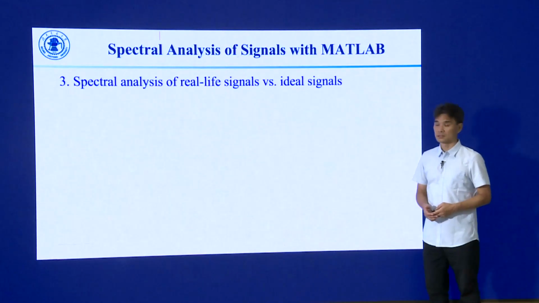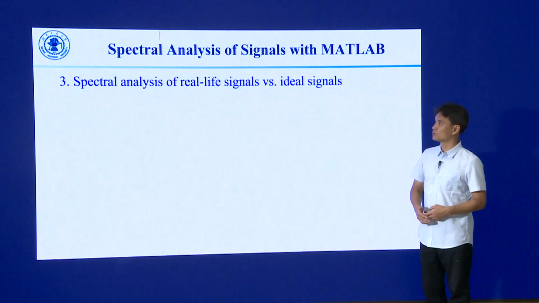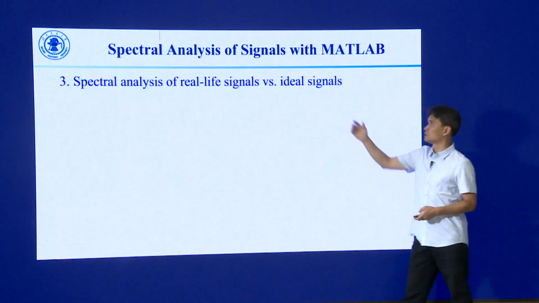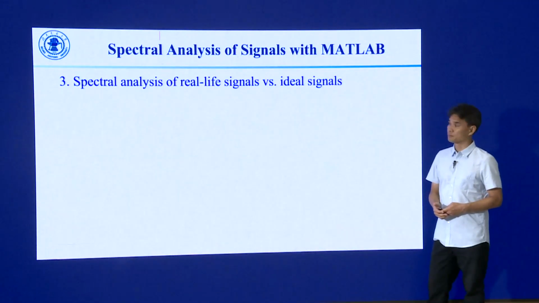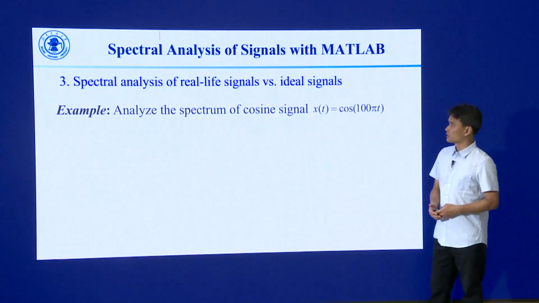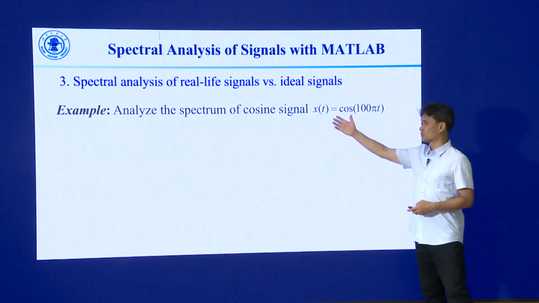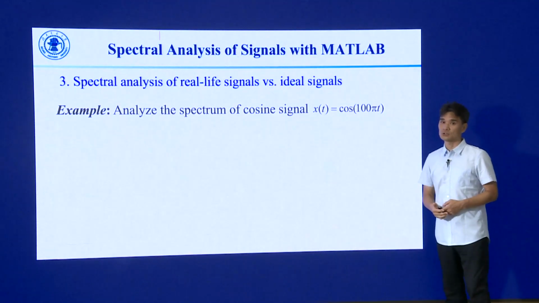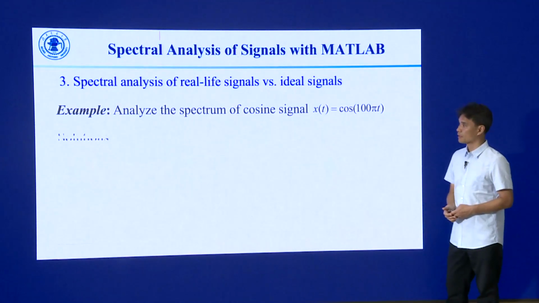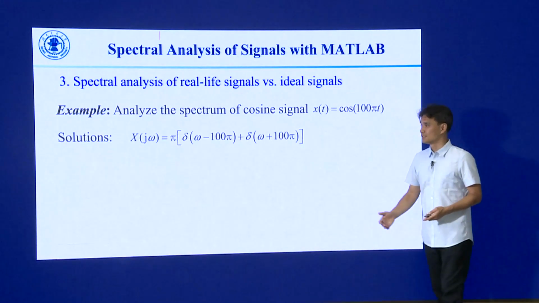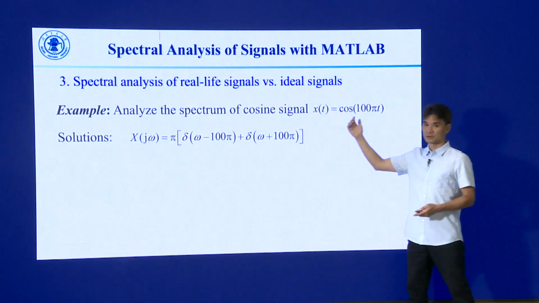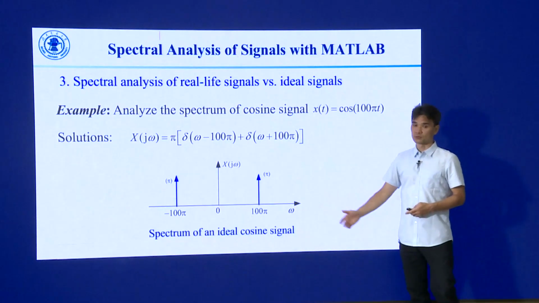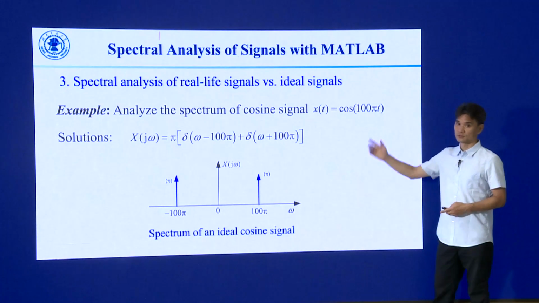The next example is we're trying to compare the spectra between a real-life signal and an ideal signal. So we're trying to analyze a cosine signal. It's very straightforward, cosine of 100 pi t. We know that this is the spectrum for the cosine signal. That is the graphic representation in the frequency domain for this signal.